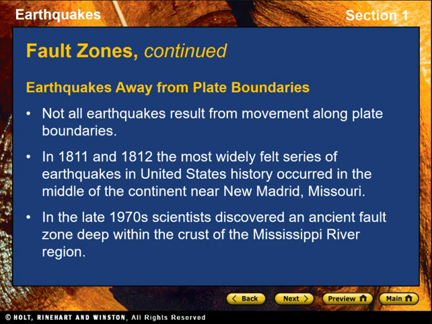The vibrations from the earthquakes that rocked New Madrid were so strong that they caused damage as far away as South Carolina. It was not until the late 1970s that studies of the Mississippi River region revealed an ancient fault zone deep within Earth's crust. This zone is thought to be part of a major fault zone in the North American plate. Scientists have determined that the fault formed at least 600 million years ago, and that it was later buried under many layers of sediment and rock.